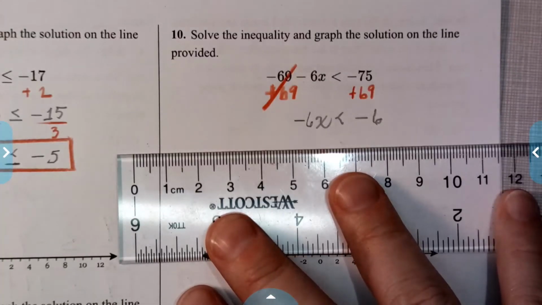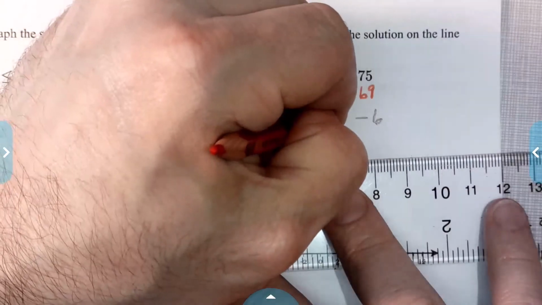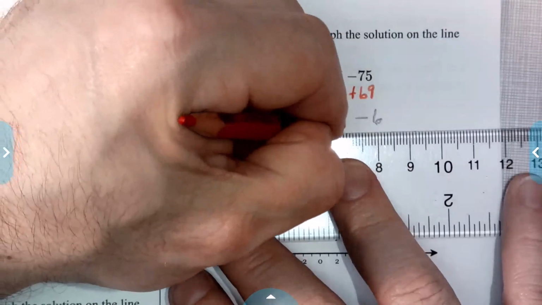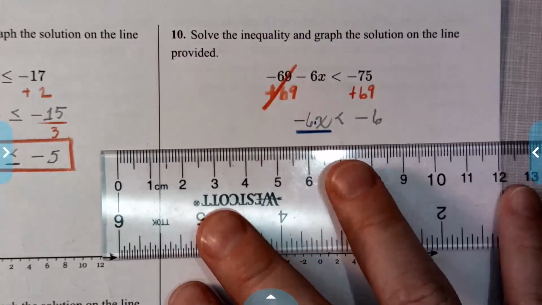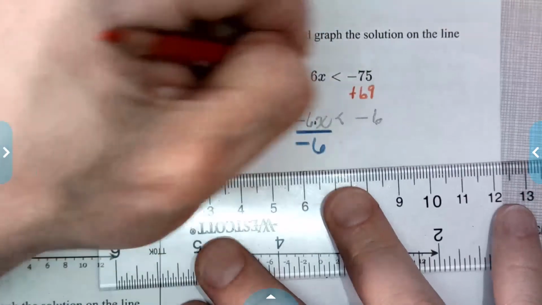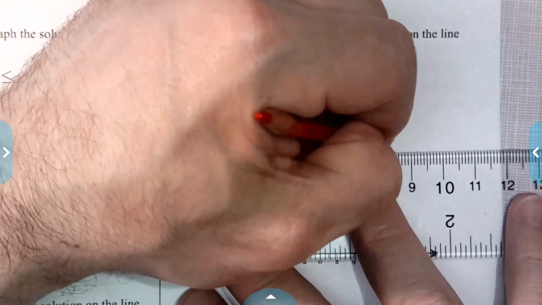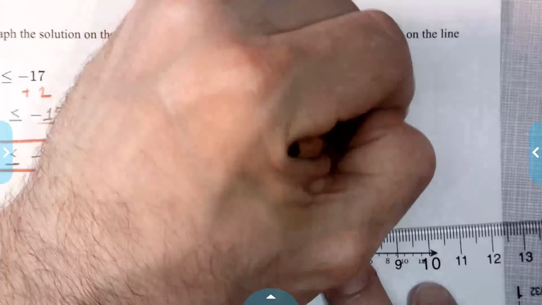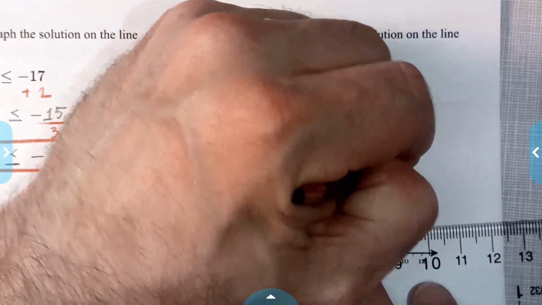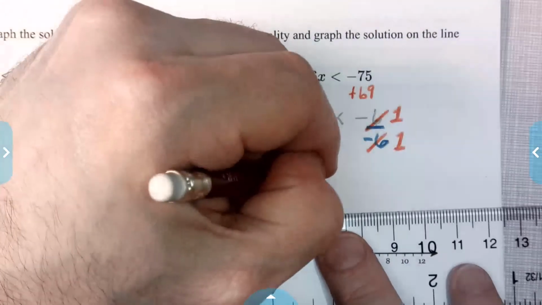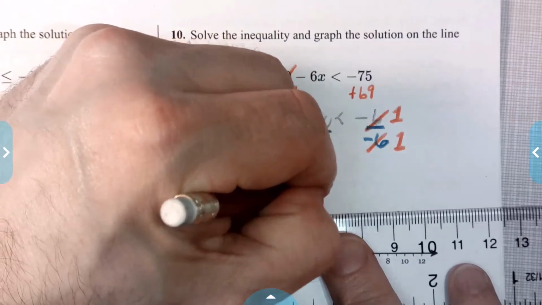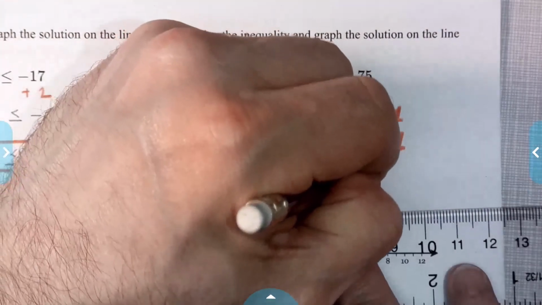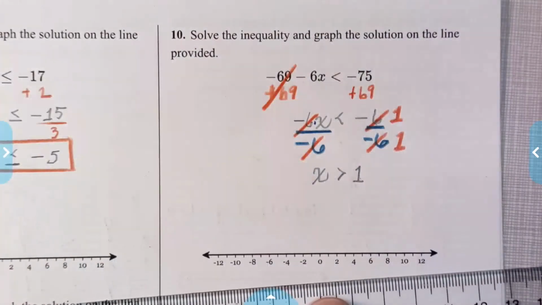Okay, now it doesn't take a supercomputer or a genius to figure out what to do next. Negative 6 is being multiplied by x, so we're going to divide by the coefficient of the x variable, which is negative 6, and then we're going to divide negative 6 by negative 6. We've already had a problem like this, so this should not be a shock. When I cancel, and I cancel, I leave behind 1's over here, okay? And so x, now flip the sign, is greater than 1.